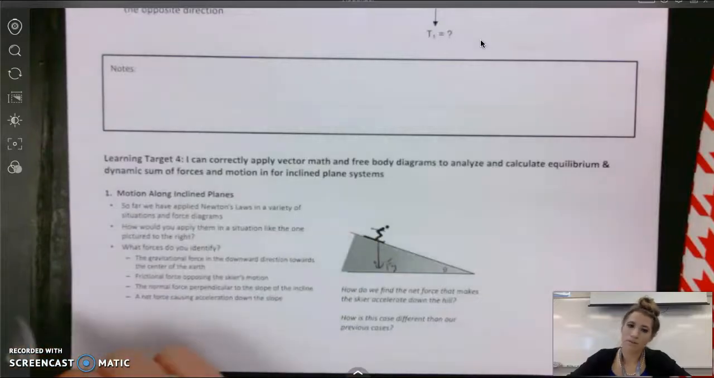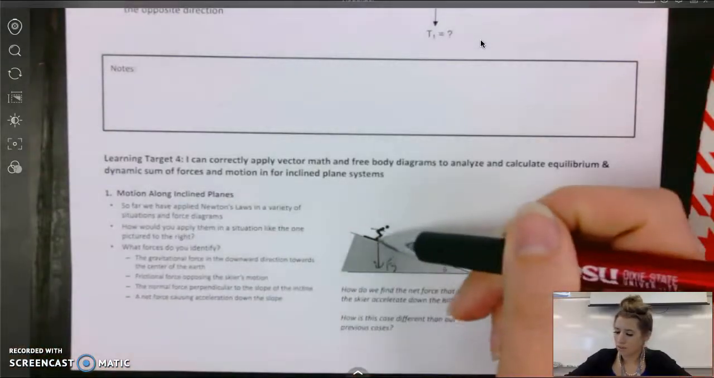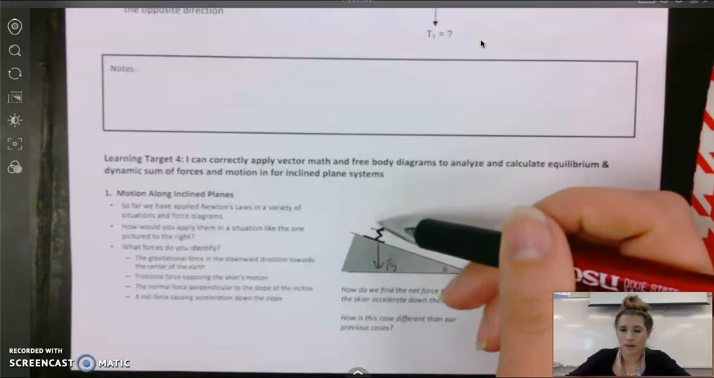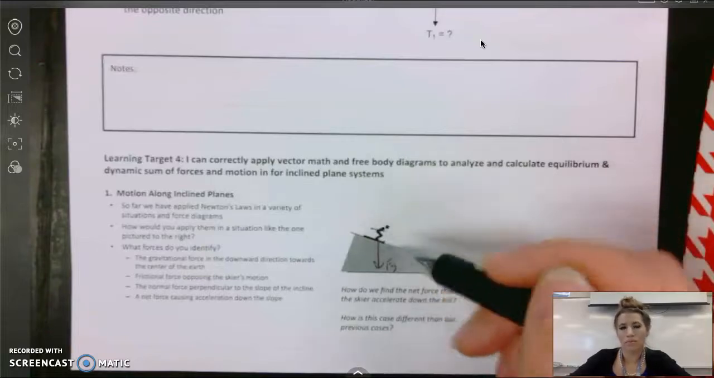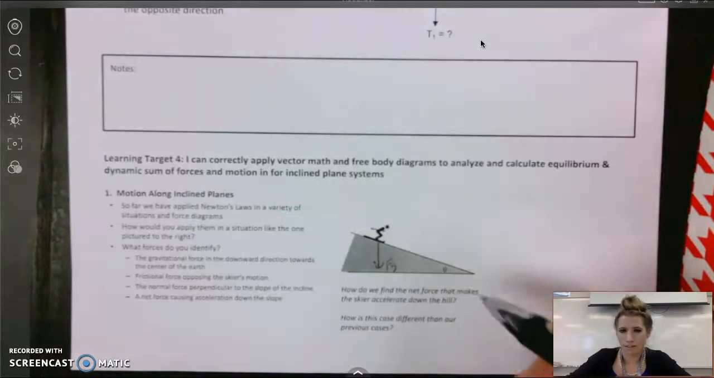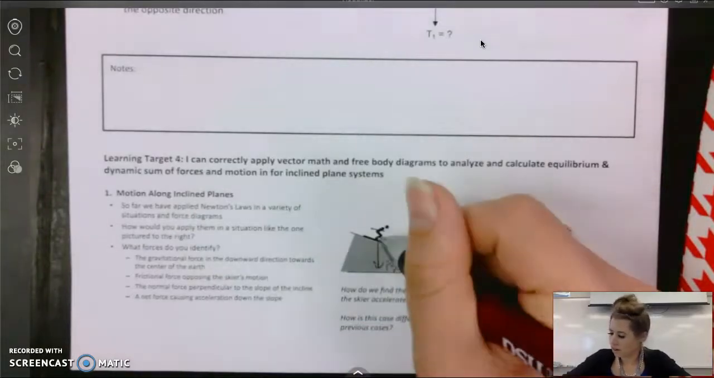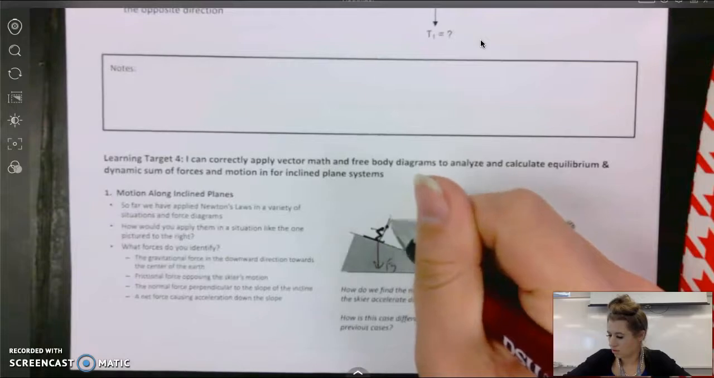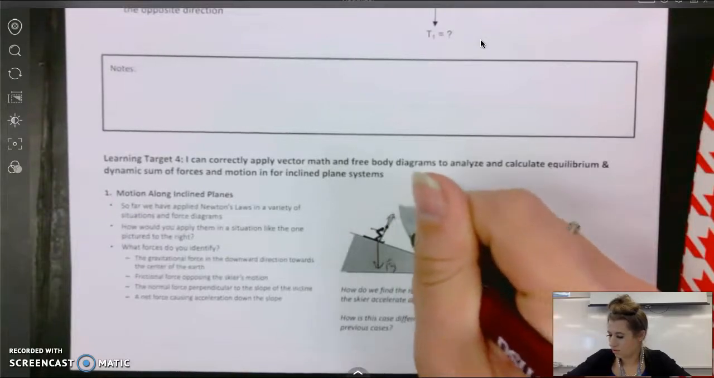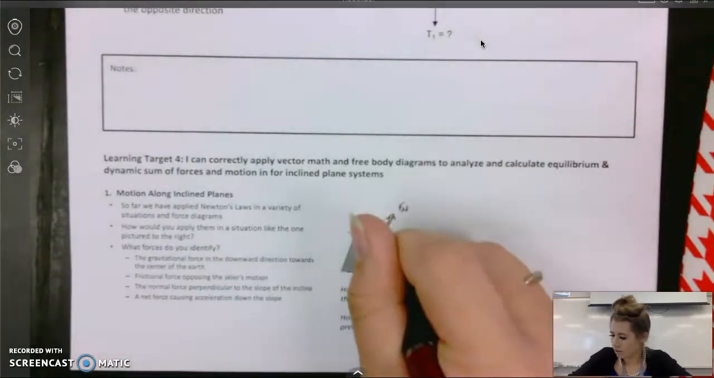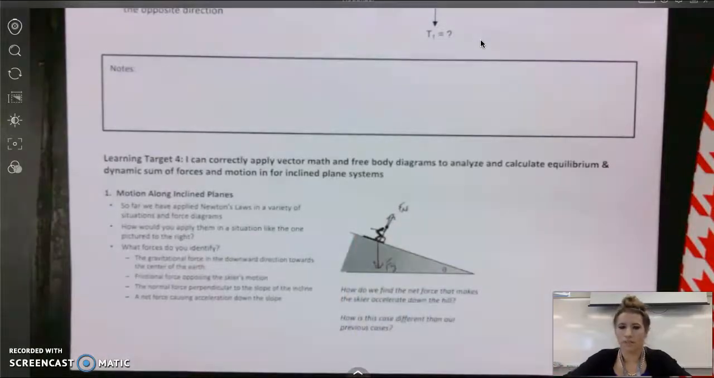Now here's the most common mistake that I see. This normal force is not straight up. It's not the opposite of the force due to gravity. Remember that normal force is perpendicular to the surface that supplies that force. So we need to draw a normal force that's perpendicular to the surface, right? It makes a right angle with that surface, okay?